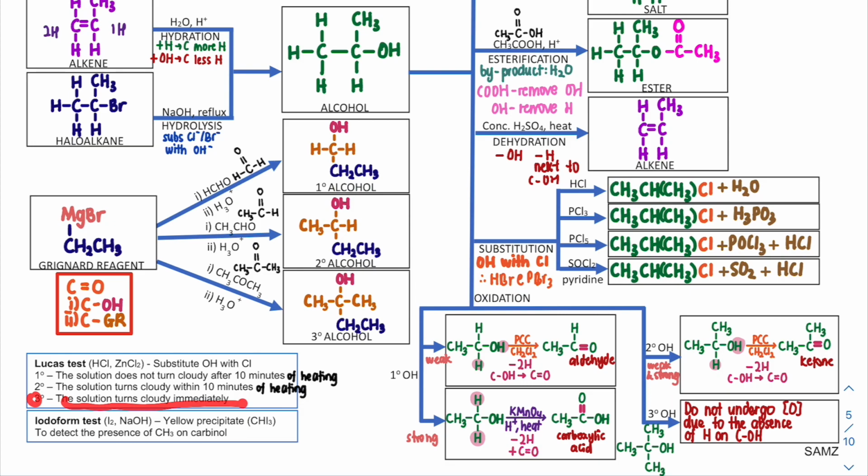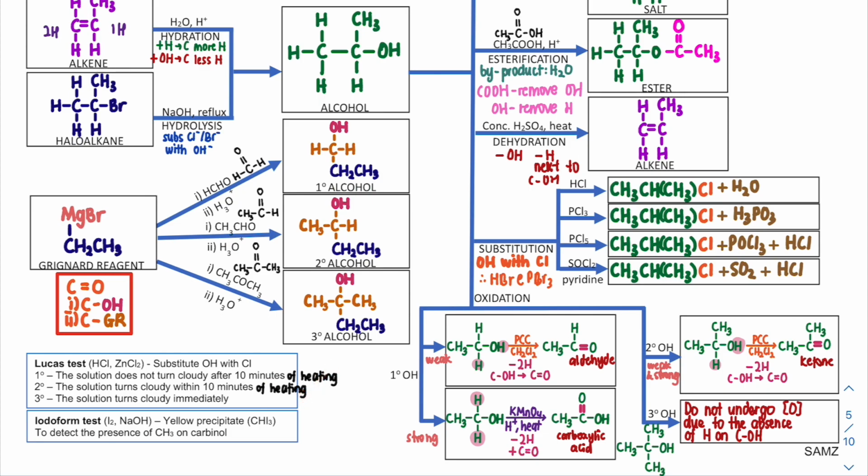When you add the Lucas reagent to a tertiary alcohol, it immediately turns cloudy when you shake it. But when you add it to primary or secondary and shake it, you then have to heat it up, which is why heating is needed here. For secondary, the solution turns cloudy within 10 minutes, usually within 5 minutes. For primary, the solution does not turn cloudy even after 10 minutes of heating. So that's the Lucas test.